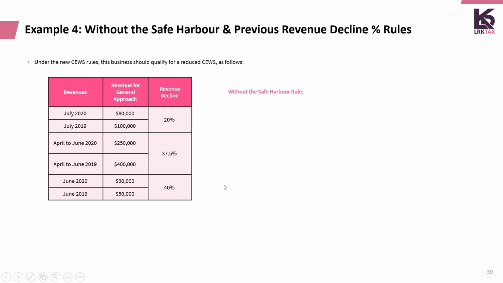So if we don't do anything, we don't consider the safe harbor rule, the base wage subsidy is 21%, because again, we're in period 5. The multiplier for period 5 is 1.2. Your revenue decline is 20%. So 1.2 times 20% is 24%.